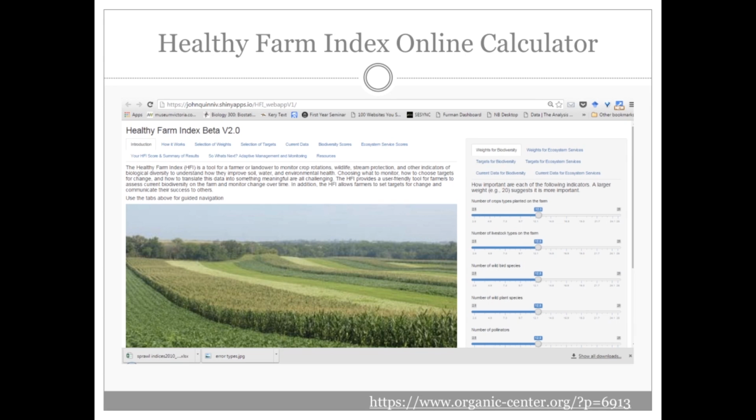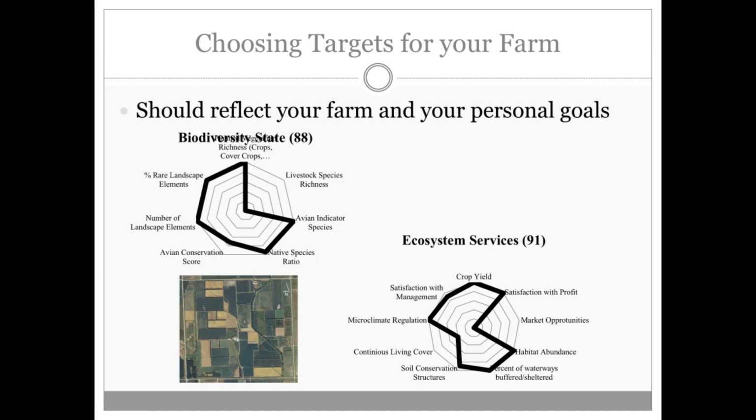So, kind of summarizing what we have here in the Healthy Farm Index, the online calculator is set up to help you track changes over time. It doesn't tell you what to do. Like we said, we've tried to put some information under resources in order for you to get there, but really its value is tracking that change over time.